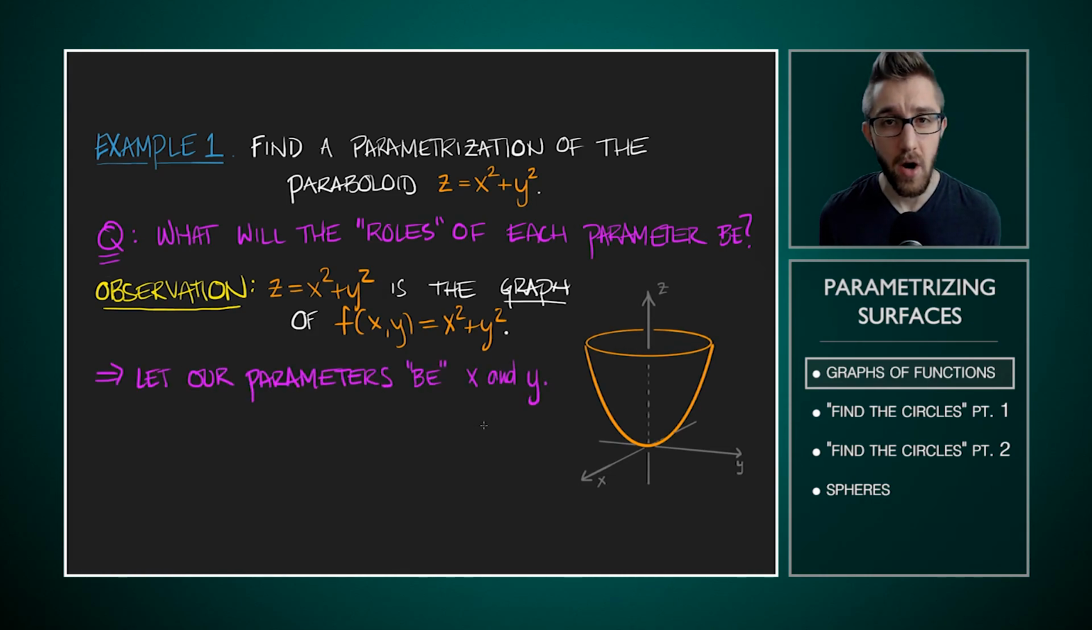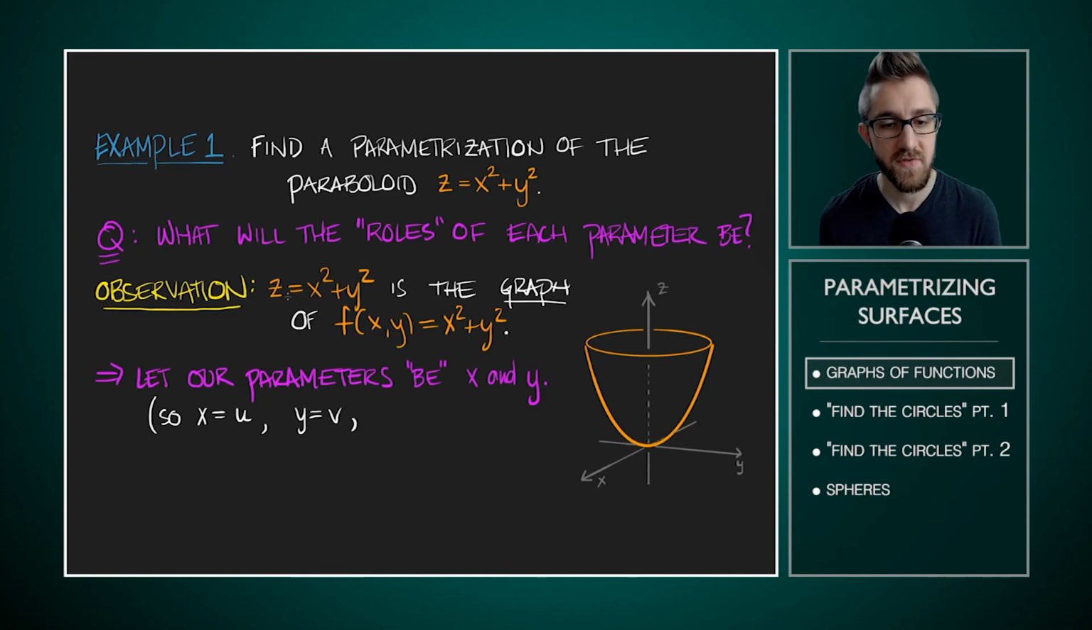But I'm not actually going to call my parameters x and y. I could, but I find that when you do that, it leads to some confusion sometimes. So I think it's always a good idea to use separate variable names for your parameters. So throughout this video, I'm going to use u and v as my two parameters for a surface. So what we're saying here is, let's let one of our parameters, u, be the same as x, and the other one, v, will just follow y.